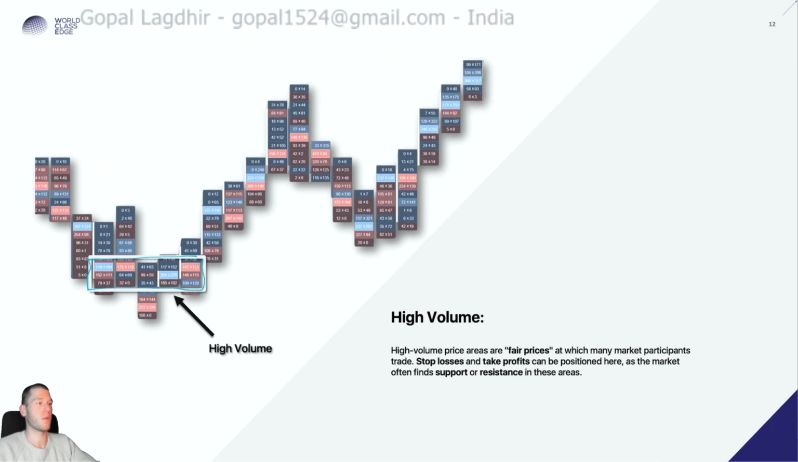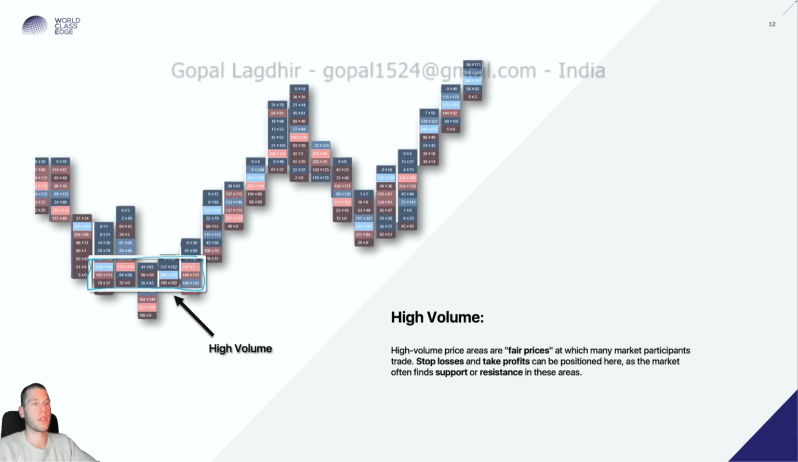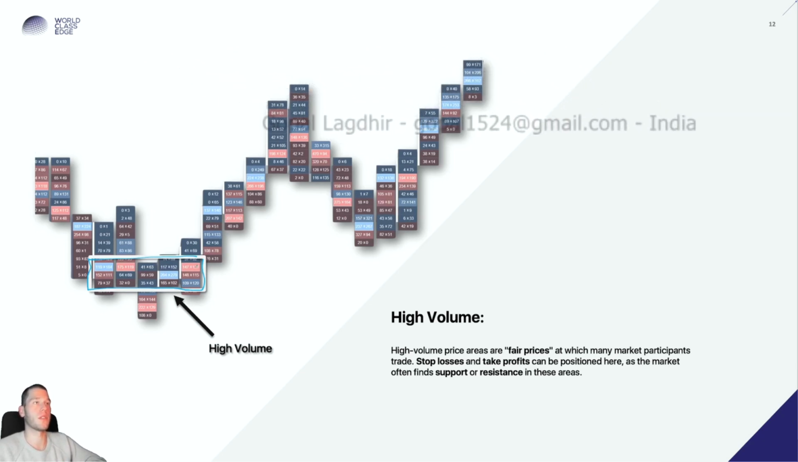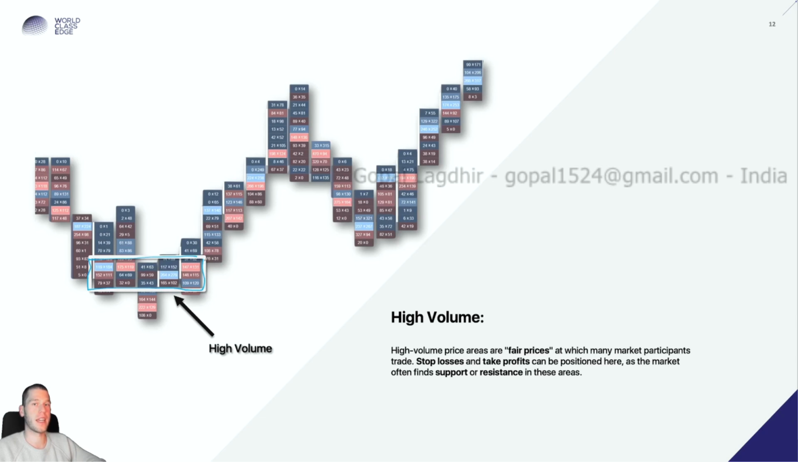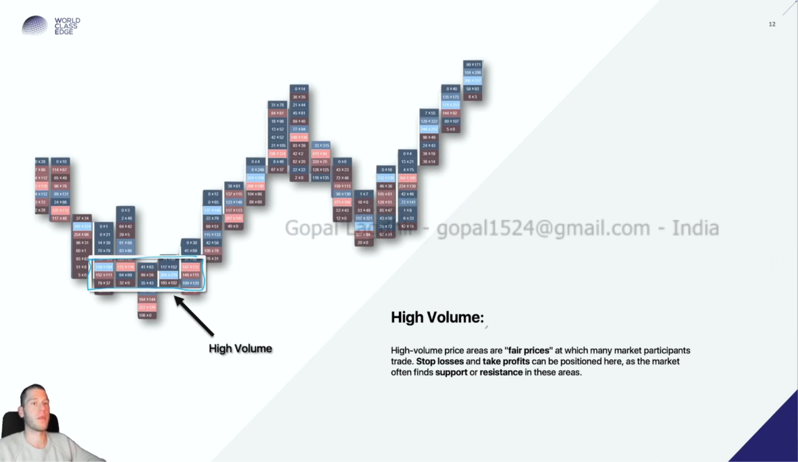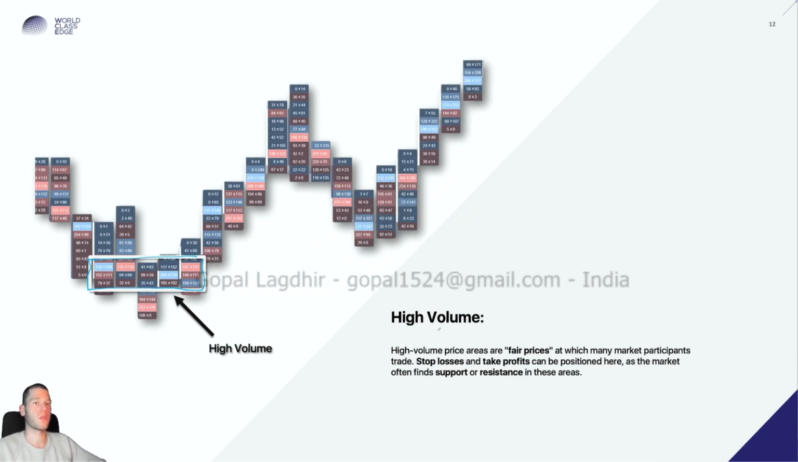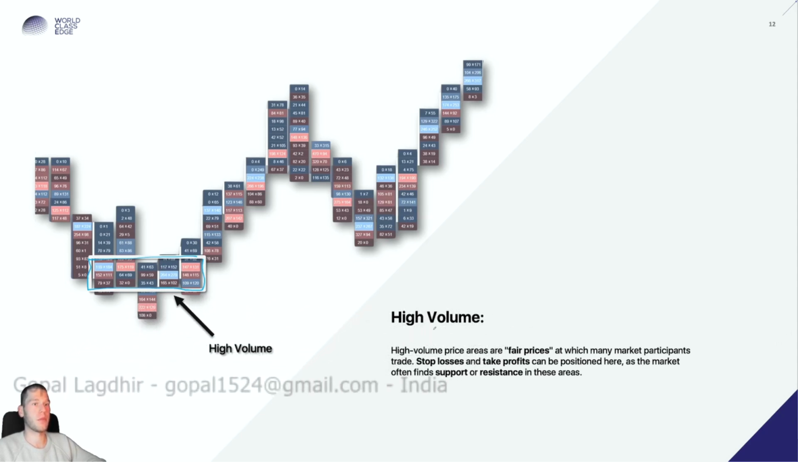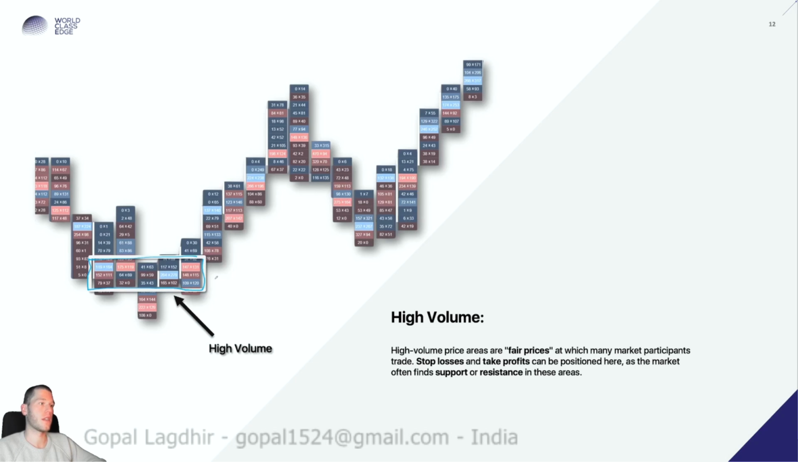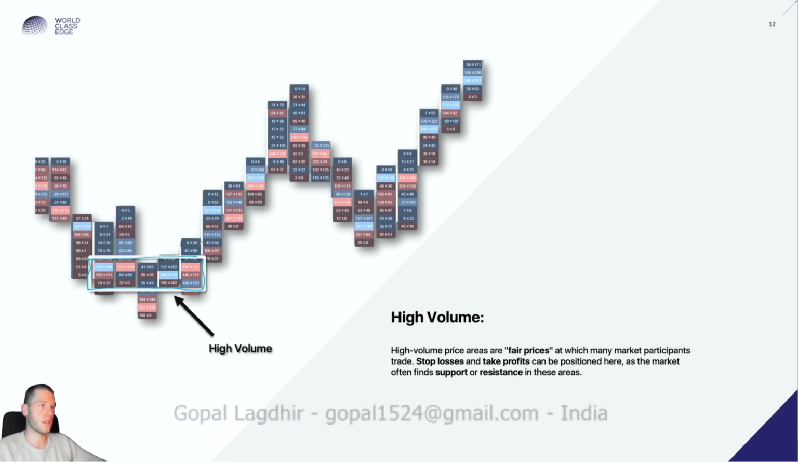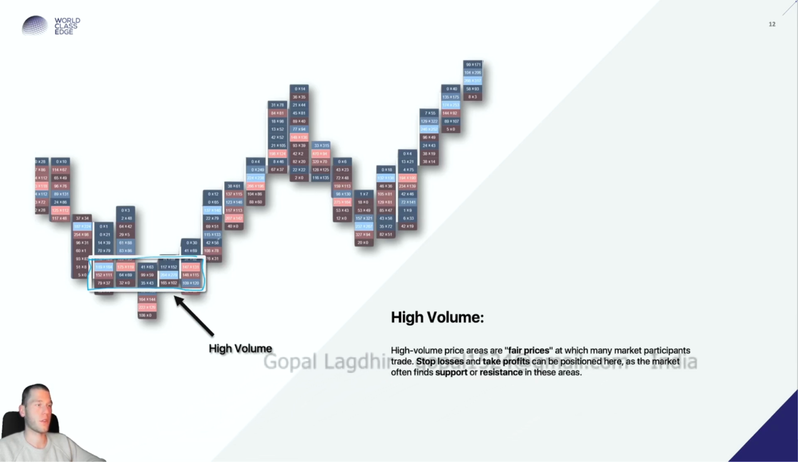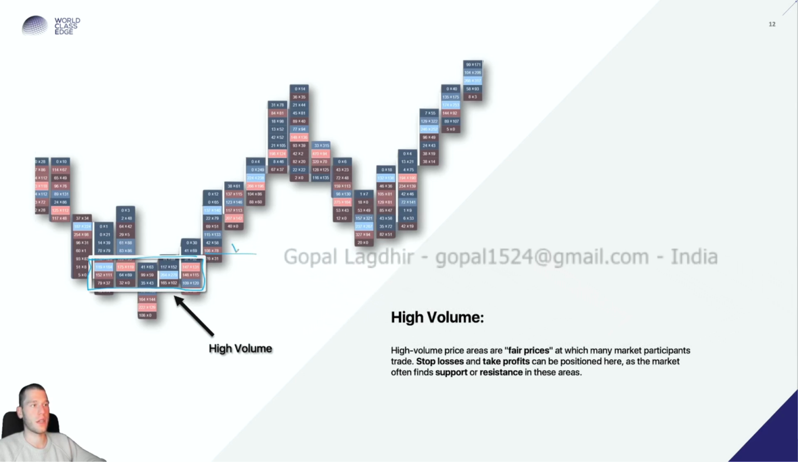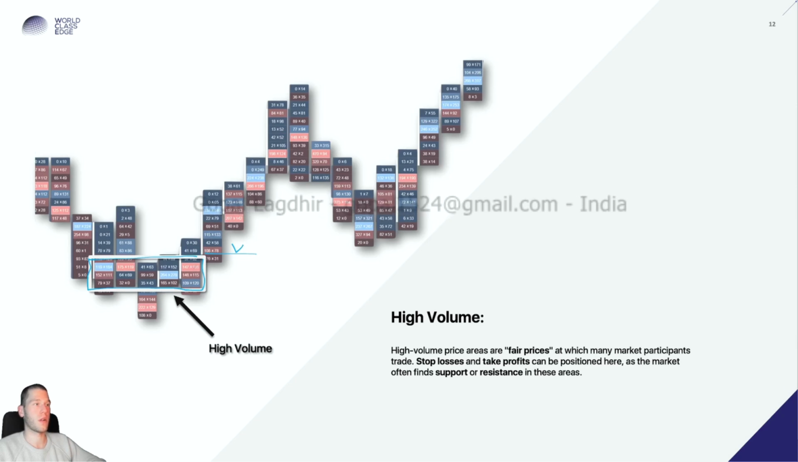So it's just an area where more volume or fair prices are traded, but you see them in more detail because you see the fair prices in a candle or in a specific time frame. So many market participants want to trade or have traded over there, and stop losses and take profits can be positioned there. So take profits: if you get here from the top, you can place your take profit before that because it can act as a resistance and it's not 100% sure that this area is going to be accepted again.